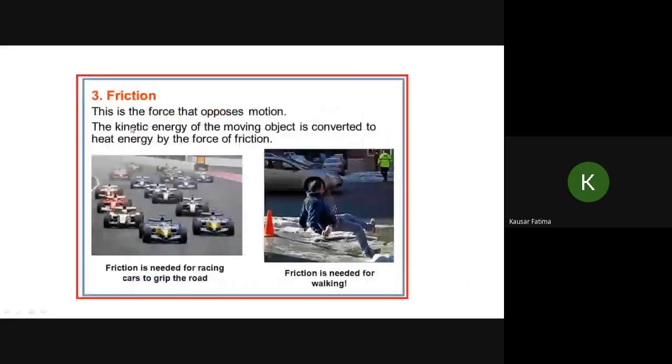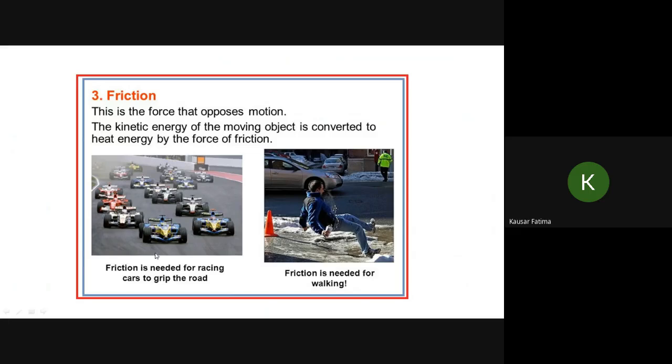Third force, the friction. This is the force that opposes the motion of the body, and the kinetic energy of the moving object is converted into heat energy by the force of friction. So when a ball falls through the air, it experiences air friction, and it may slow down and reach terminal velocity. It is in motion, its potential energy is changing but its kinetic energy is not increasing. Where is that decrease in potential energy going? It appears in the form of heat.